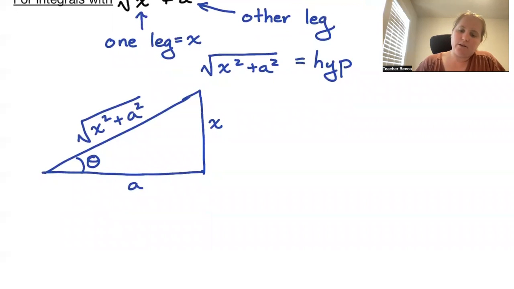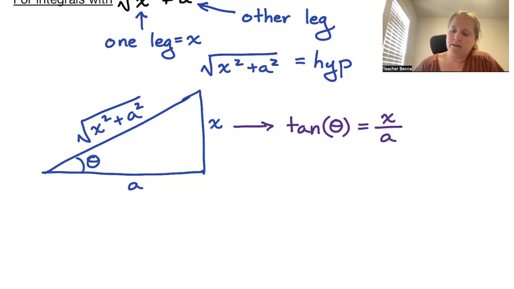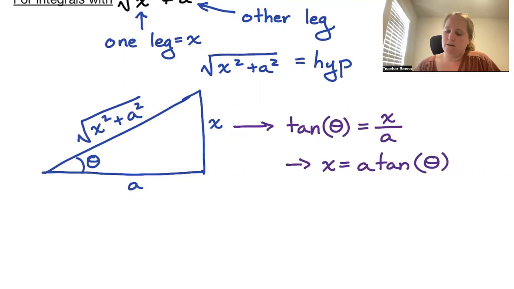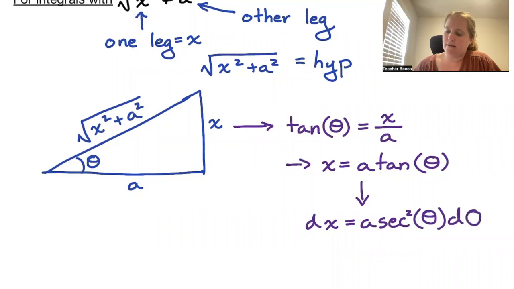So from this triangle, our relationship involving just the x and the a will be tangent. So we have tangent of theta is x over a, or x is equal to a tangent of theta. If we solve for dx, we get that dx is equal to a secant squared theta d theta.